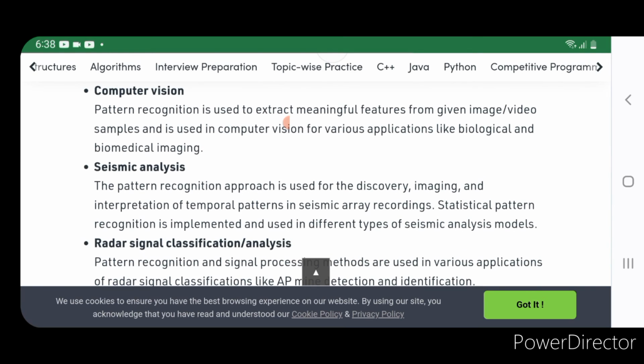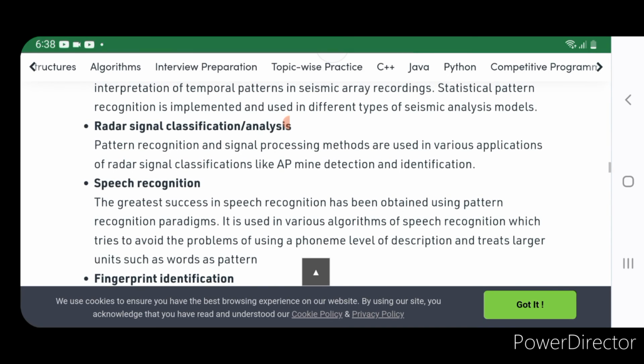Seismic analysis. The pattern recognition approach is used for the discovery, imaging and interpretation of temporal patterns in seismic array recording. Statistical pattern recognition is implemented and used in different types of seismic analysis models. Radar signal classification or analysis. Pattern recognition and signal processing methods are used in various applications of radar signal classification like AP mine detection and identification.